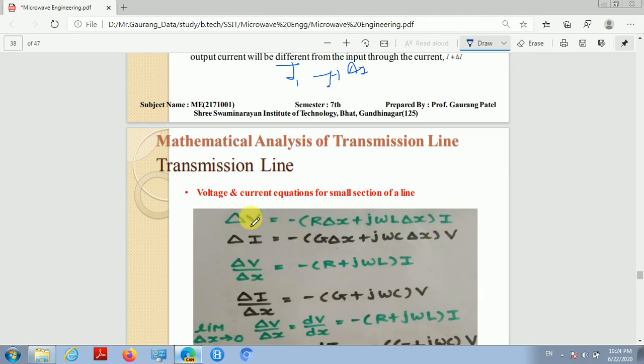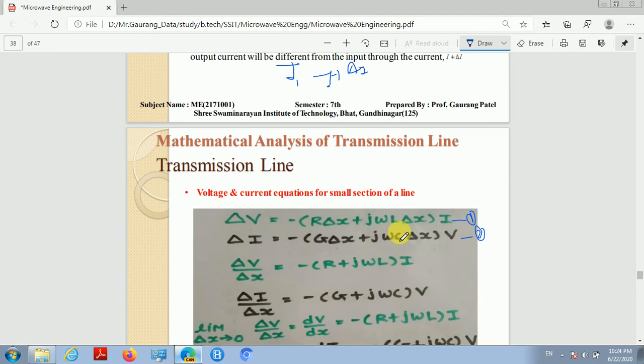Here this negative sign indicates the reduction in the voltage as well as the reduction in the current. So this negative sign indicates that the voltage change is decreasing and the current change is also decreasing. Understood? So this is equation number 1, this is equation number 2. Let me denote them by equation 1 and equation 2.